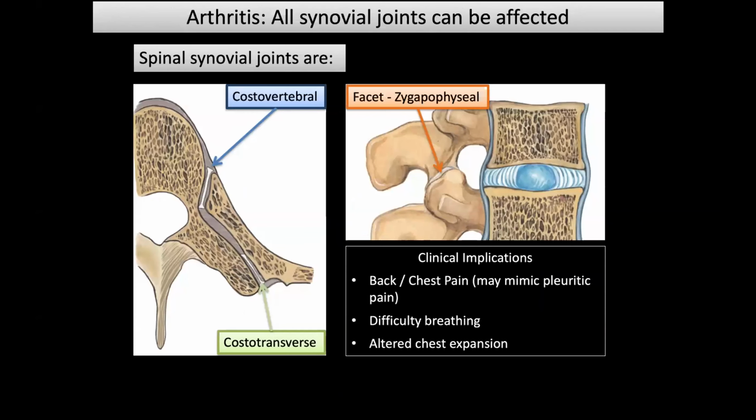In addition to the enthesis, synovial joints can be involved, and in the spine, we often think of facet joints first. But in truth, costovertebral and costotransverse joints are even more relevant in patients with spondyloarthritis. And the reason is that these are driven by chest expansion during breathing and coughing, and involvement of these joints can give severe back pain and also limited chest expansion during breathing. Also, inflammation in the posterior synovial joints may mimic pleuritic pain.